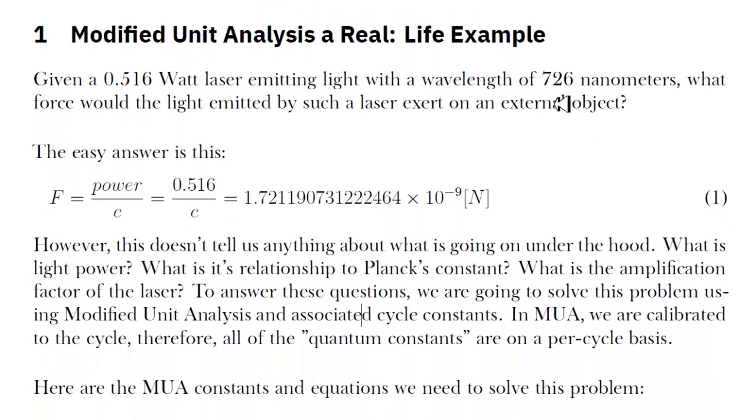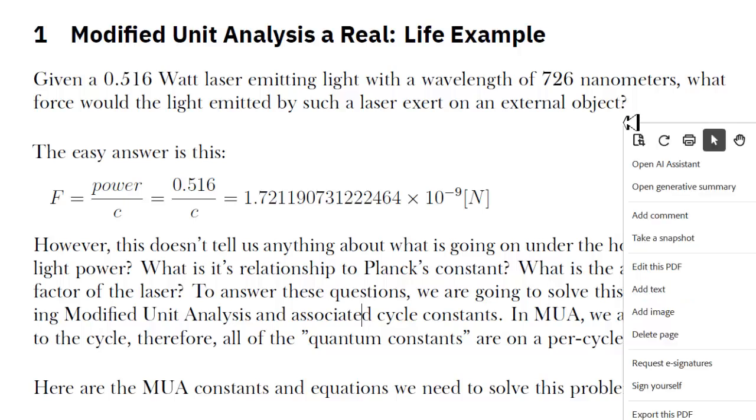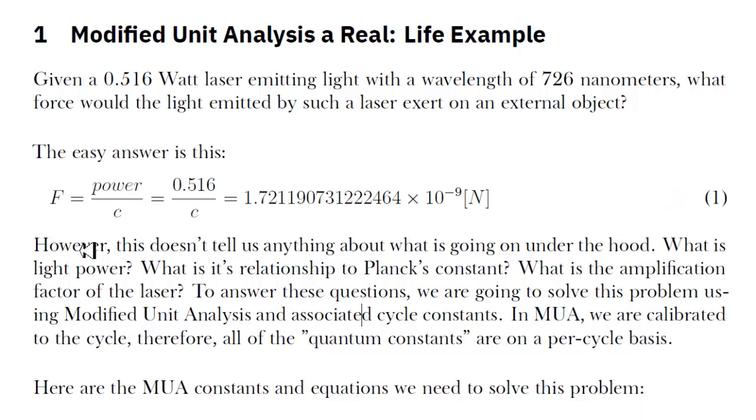Given a 0.516 watt laser emitting light with a wavelength of 726 nanometers, what force would the light emitted by such a laser exert on an external object? The easy answer for this is force is equal to power divided by the speed of light. As we saw earlier, we take 0.516 and divide it by the speed of light, and we get the final answer right here.